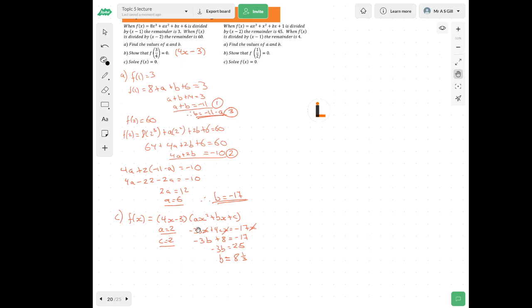So I made a mistake here. C should be minus 2 here. So my apologies. For this left-hand side here, C is going to be minus 2, which means we're going to get minus 8. So you get minus 3b is equal to minus 9, and b equals 3, which makes much more sense.